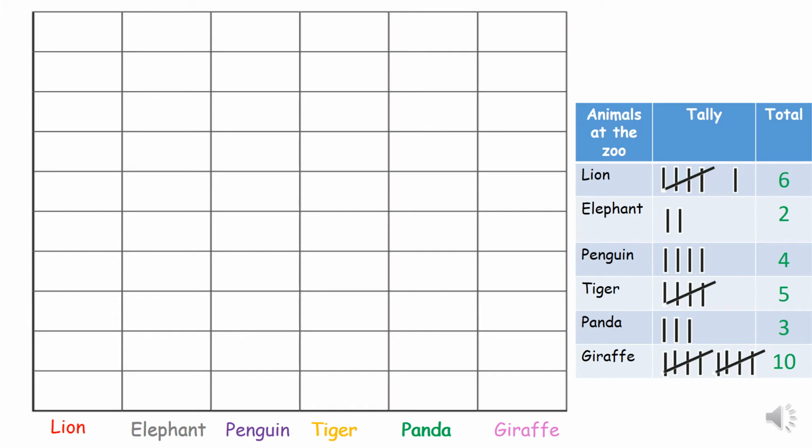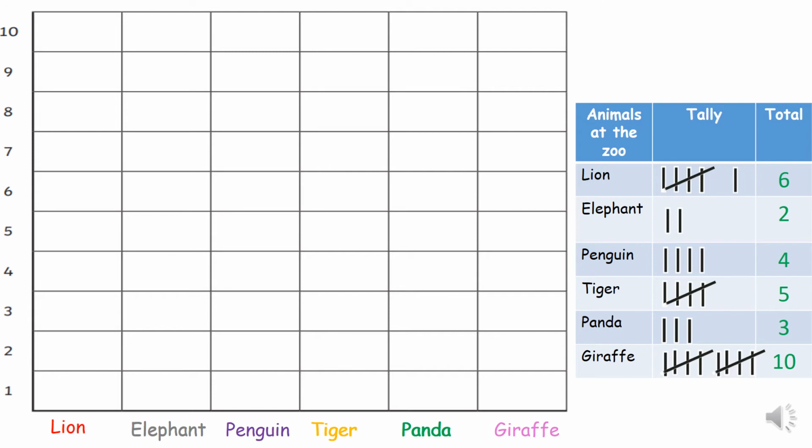What else is missing? Well done, that's right. We're missing the numbers on the y-axis, so we've got numbers 1 to 10 going up vertically. Now we can begin by representing our information in the tally chart into a block diagram.